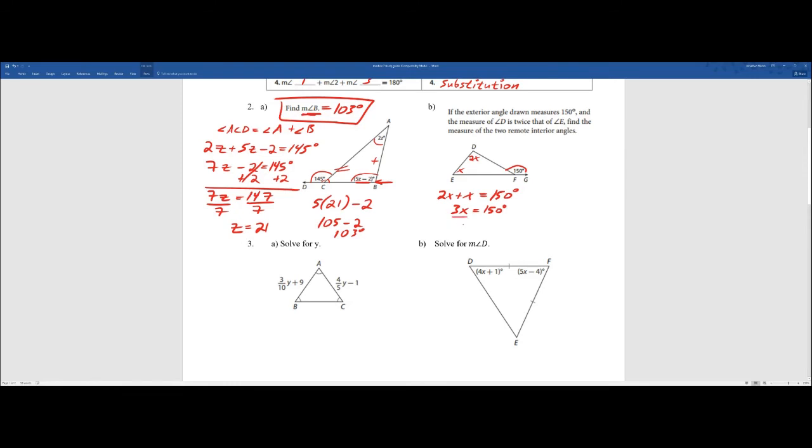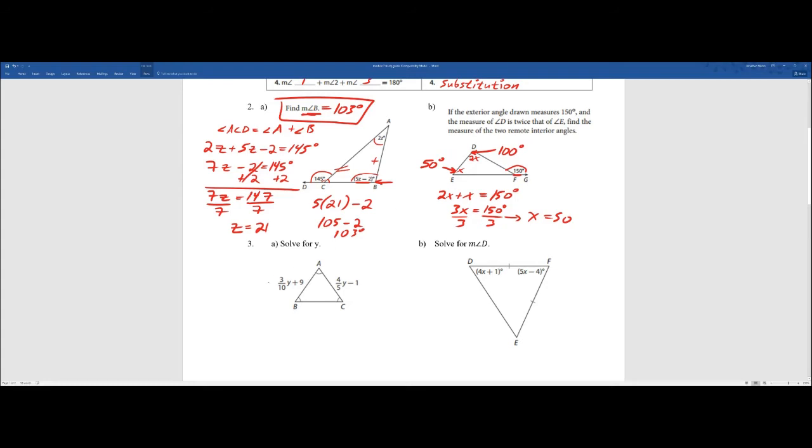And division property. And I get x equals 50. Very nice. I'm going to go ahead and substitute them in. So the measure for angle E is 50 degrees. The measure for angle D has to be 2 times more than E, so 2 times 50 is 100 degrees. And that makes sense because 50 plus 100 checks out, 150 degrees.